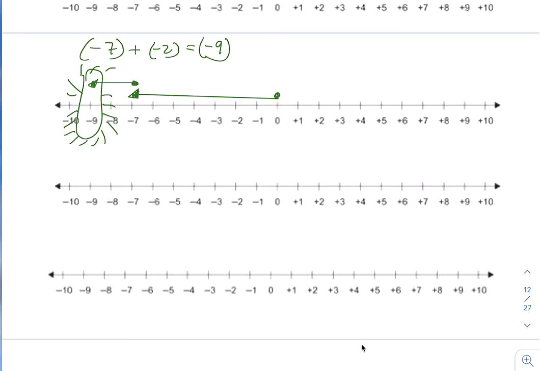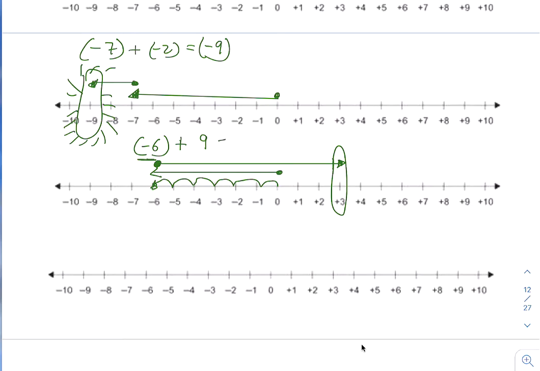Let's say our next one is -6 plus +9. My first integer from the left is the -6. I'm going to start at 0 and jump to -6, 3, 4, 5, 6. Next, on top of that, I'm going to add 9 positives. A positive means I'm going back to the right. So from here, I'm going to go 9 spots. That's 6 spots, 7, 8, 9. And I'm going to end there.